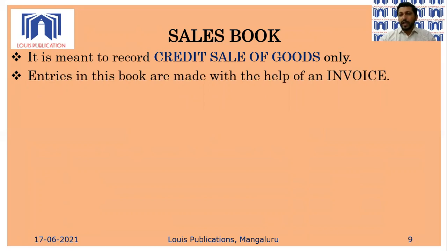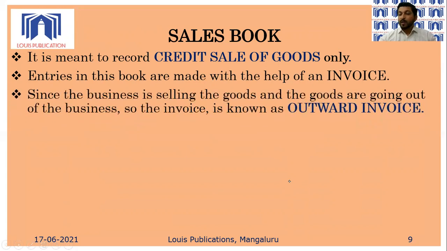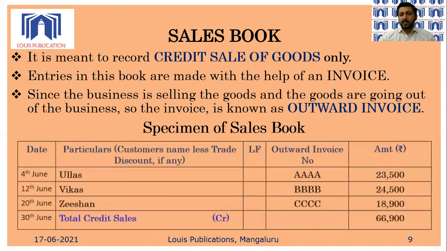Even like the purchases book, the sales book is also prepared with the help of an invoice. But since the business is selling on credit, along with the goods, the original bill is also going out. A duplicate, a copy of the original, is with the business. And since along with the goods the bill is going out, that bill or invoice is called an outward invoice. So we are going to record our sales book with the help of the outward invoice number.